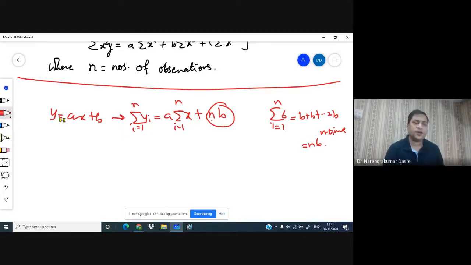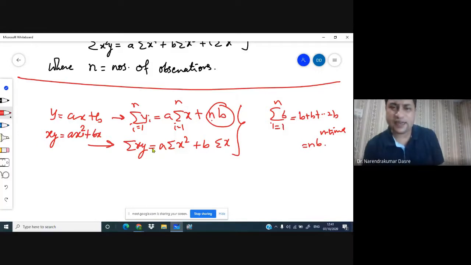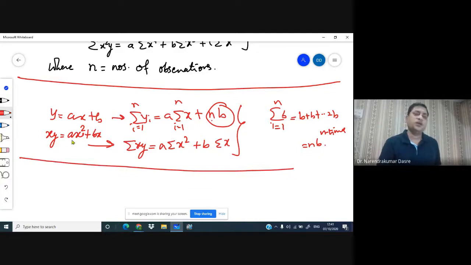Now, to obtain the next one, I multiply this by x. So you get xy equals ax square plus bx, and then take the summation. So summation xy is equal to a times summation x square plus b times summation x. And you can see these are the normal equations. We just do not write that i is running from 1 to n now, since it is obvious. This is how you get the normal equations for the line.